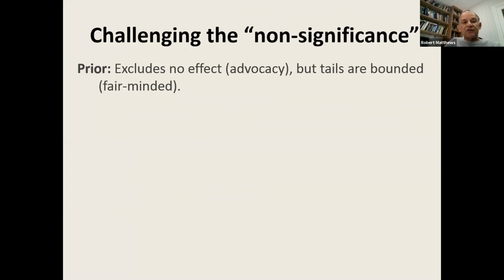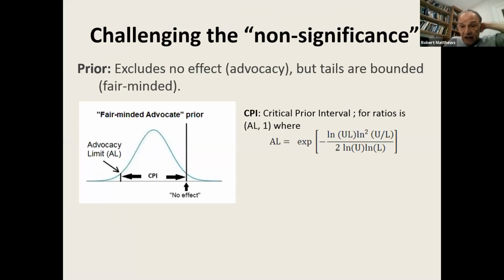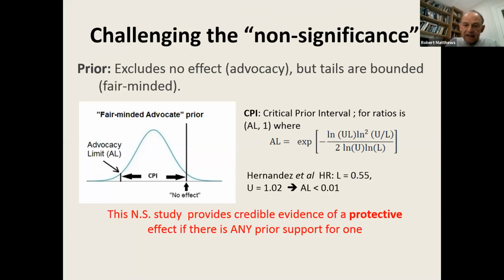But let's challenge that non-significance using a fair-minded advocate prior, as before. This time for the hazard ratio, where it goes all the way down to the advocacy limit, all the way up to no effect. We plug in Hernandez's findings, 0.55 to 1.02, with the bounds, and we find the advocacy level goes all the way from maybe a tiny protective effect, all the way down to a massive protective effect, because the AL level is so low. Basically, that whole field is taken up. Anything in that huge range constitutes evidence for a protective effect.